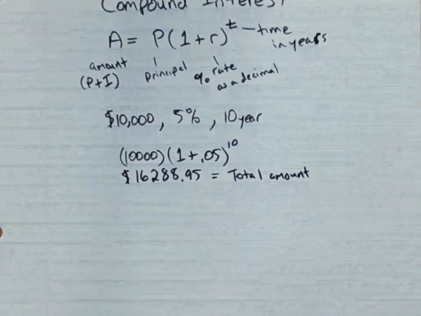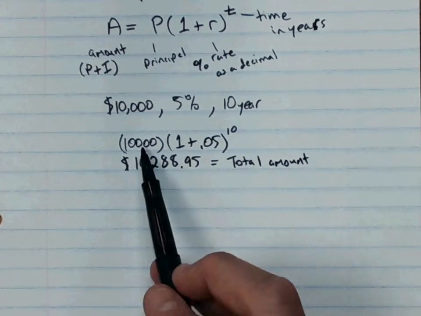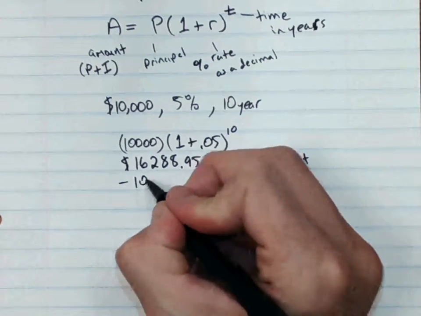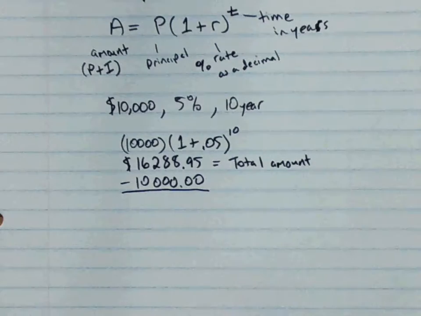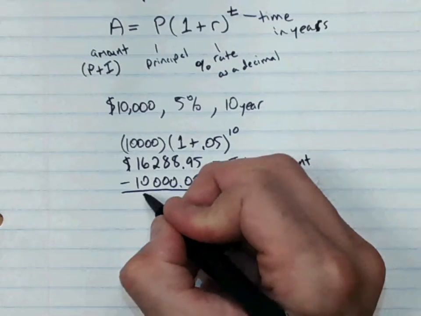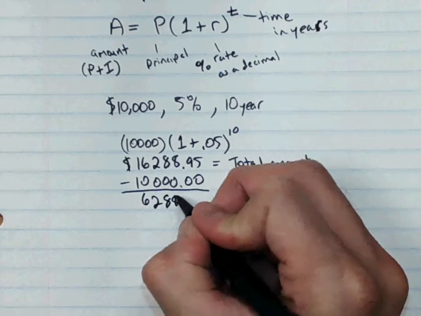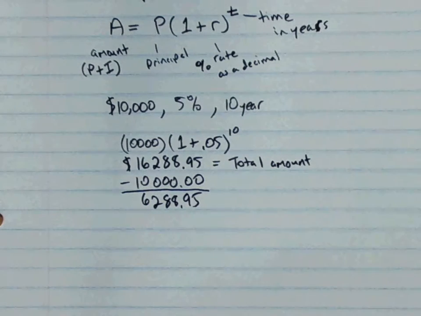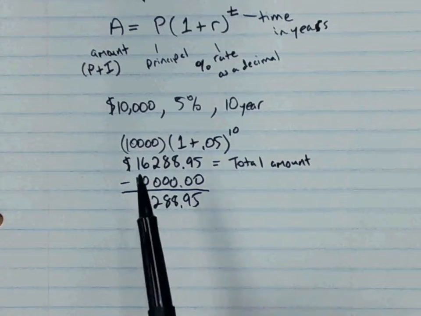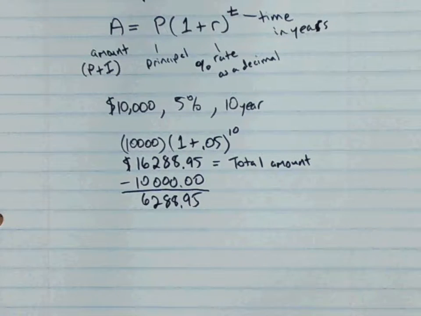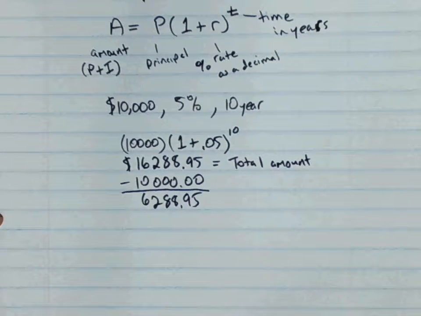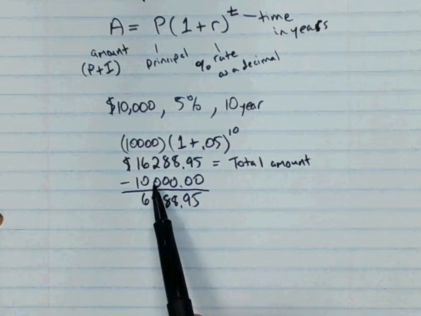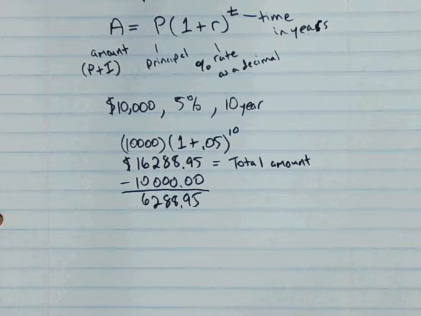If I want to know how much of that was interest, I just take my original principal and subtract that. And that comes out to $6,288.95. That's a big difference from our example when we used the same principal, rate and time for simple interest. A lot more interest is being accumulated through compound interest because it's not just the principal that's adding to the interest, but any interest that's been accumulated.